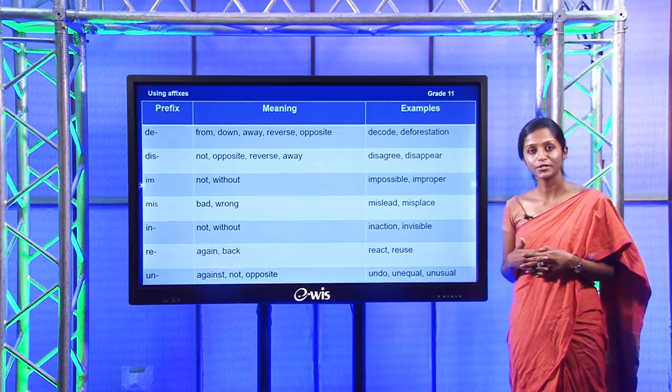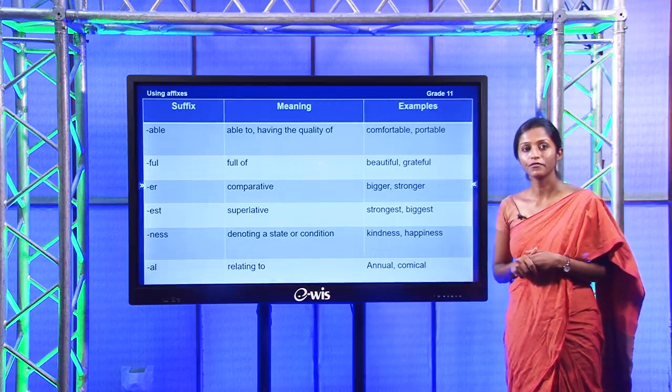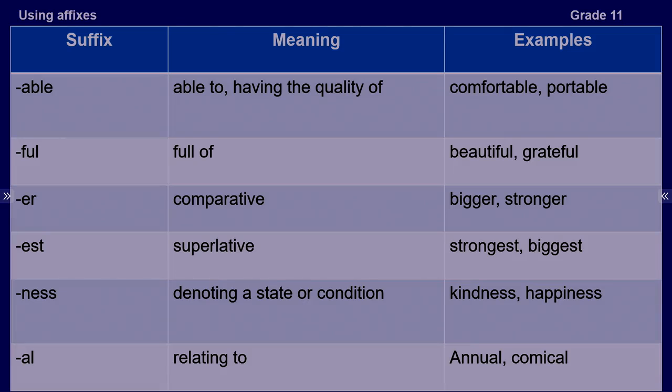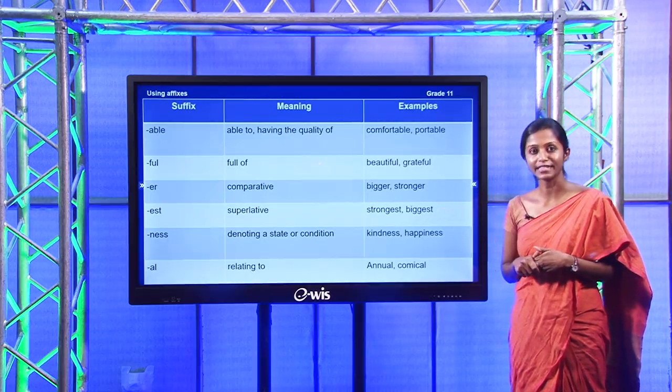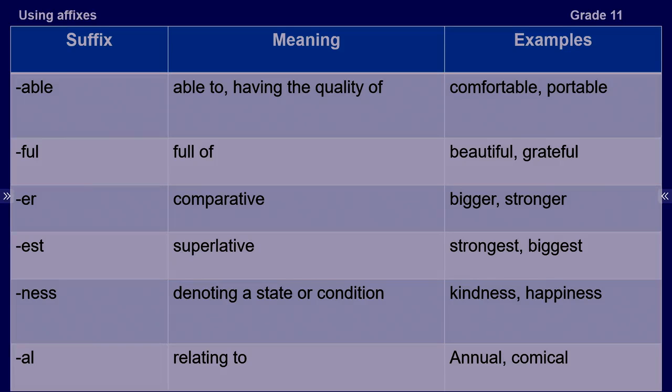Now let's look at suffixes. First suffix we have in the table is able. What kind of a meaning does this suffix bring? Able to, having the quality of, as in comfortable or portable. Second suffix is full, which is very familiar to all of us. That brings the meaning full of, as in beautiful or grateful.